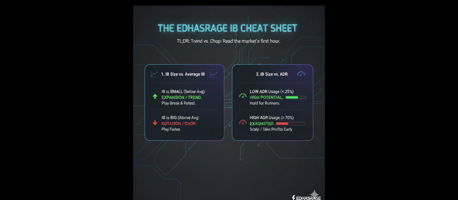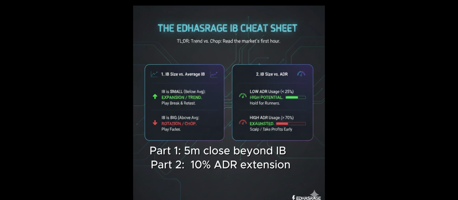This is where I want to get really specific. Once I have my bias and I see what the IB is looking like, I want to make sure I have some pretty good rules around how to execute on this. Now, if we're looking at a day that has a smaller than average IB, and it hasn't used up too much of the ADR, I'm expecting the extension, right? So what I want to see is a 5-minute close beyond the initial balance and/or a 10% ADR extension beyond the IB. That's my confirmation that the break is real and that we have a chance to get some continuation. Once I get that confirmation, I'm just going to look for a retest in the IB area and then target 25 to 50% IB extension.